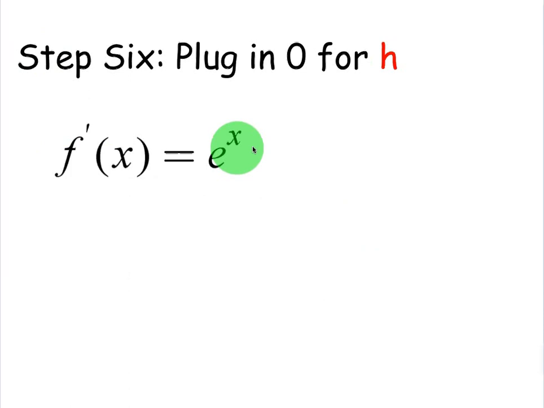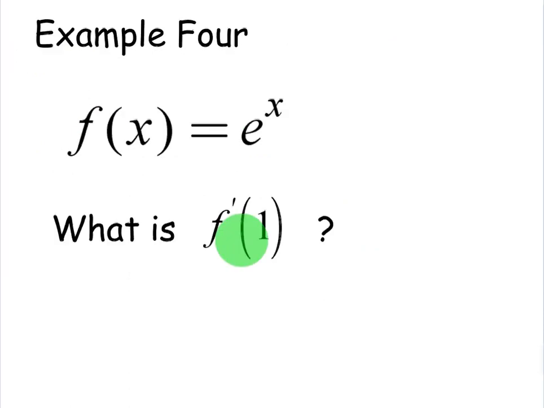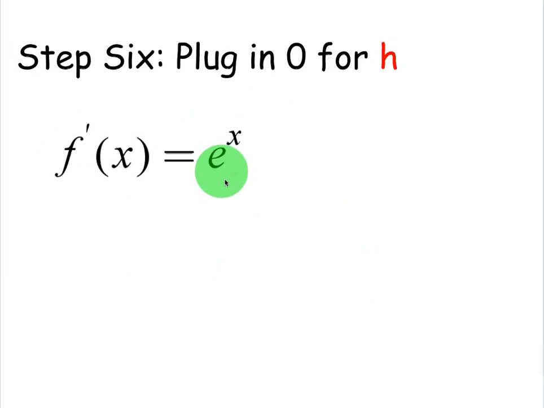Now, why I love this example so much is because look at the original function. The original function, f of x equals e to the x. But what's our derivative function? It's the same thing, f prime of x equals e to the x. This is the only function that I know of where its derivative is the same as its original equation.